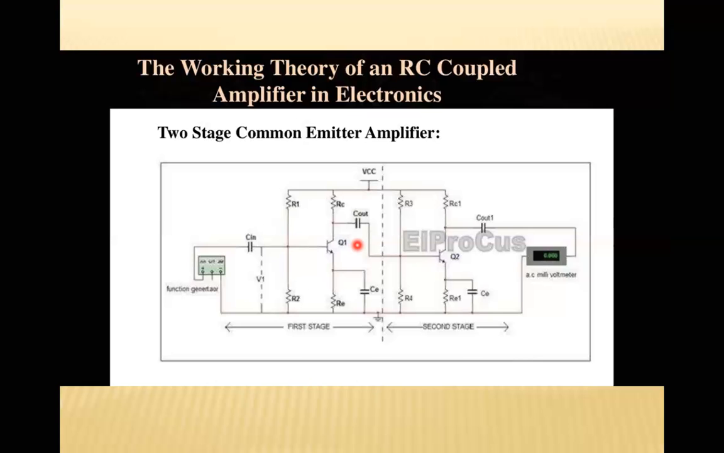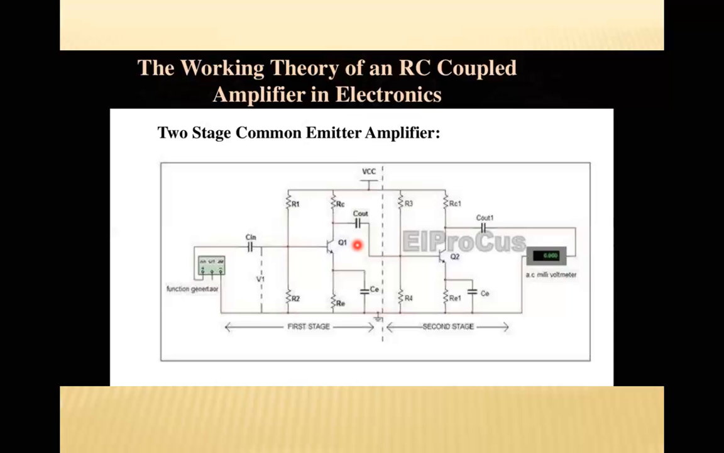Now, if we consider the mid frequency, from the range 50 hertz to 20 kilohertz, the voltage gain of the amplifier is constant. The effect of CC in this frequency range is such as to maintain a uniform voltage gain.